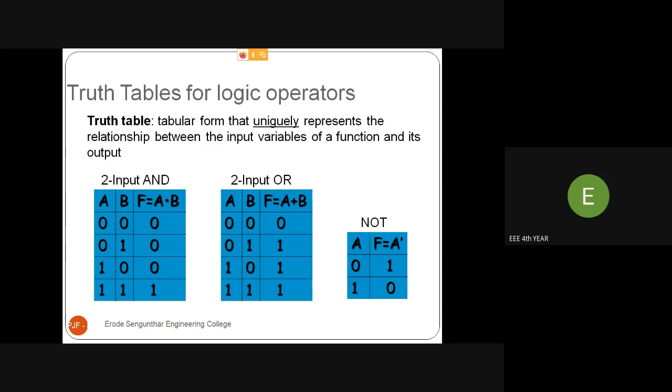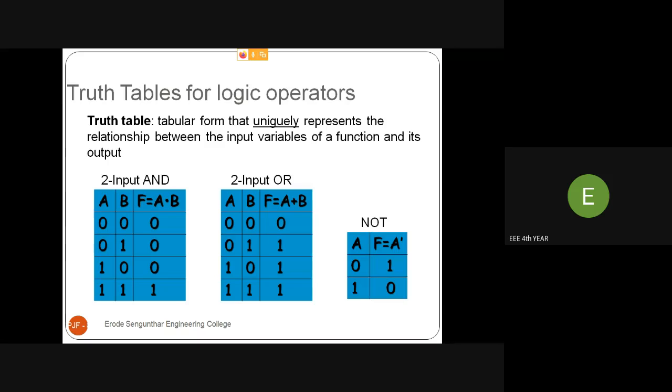If A and B are two inputs, then the output F is equal to A into B. So 0 into 0 is 0, 0 into 1 is 0, 1 into 0 is 0, and 1 into 1 is 1. The output F is high only when both inputs are high in an AND gate.